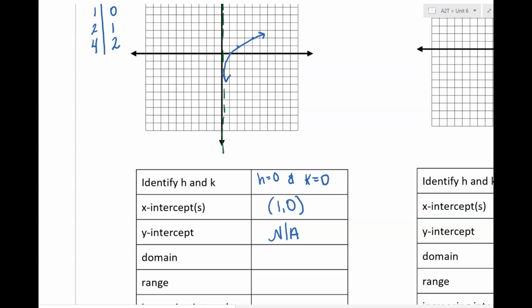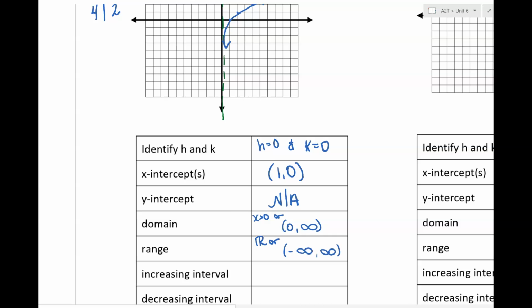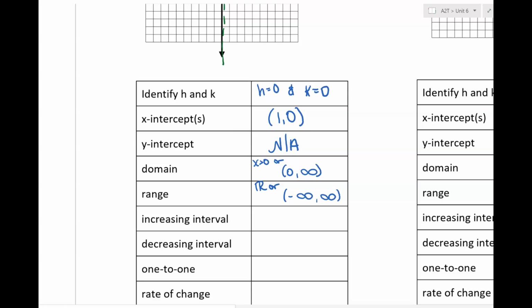Domain. For the exponential function, the range was restricted by the horizontal asymptote. Here, we're going to see it switch. So we can say that x is greater than 0, or it goes from 0 non-inclusive to infinity. And the range is all real numbers. So yes, it makes sense that they should switch, since this is the inverse of the exponential. This one is increasing as our x's go from 0 to infinity. The y values increase. We are not decreasing.